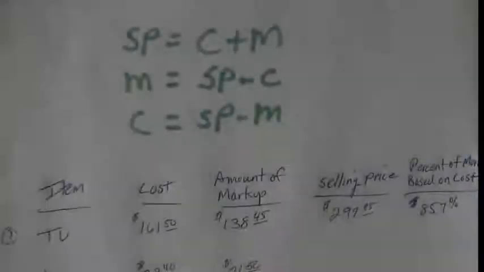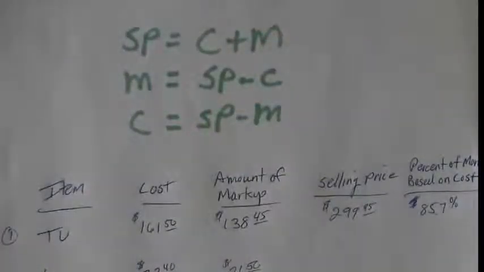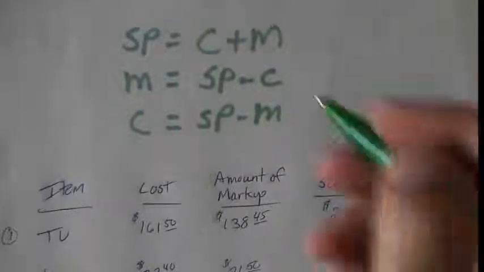This goes with Chapter 8, Section 1. We're dealing with markups, percentage of markups, those types of things in this section or chapter. We have three basic formulas that we're working with here, and probably should write those down someplace so you can apply them in the appropriate spot.